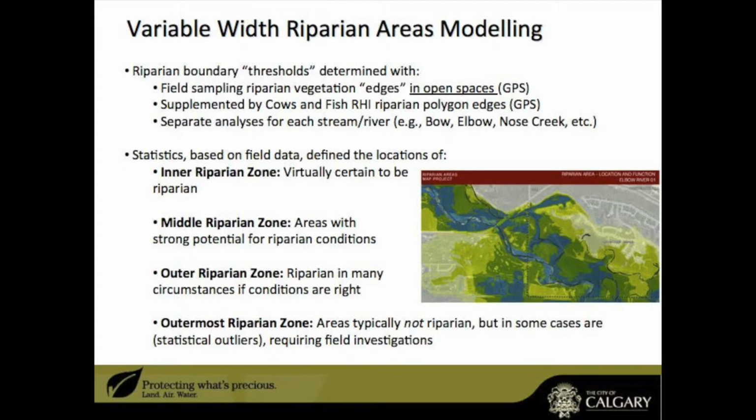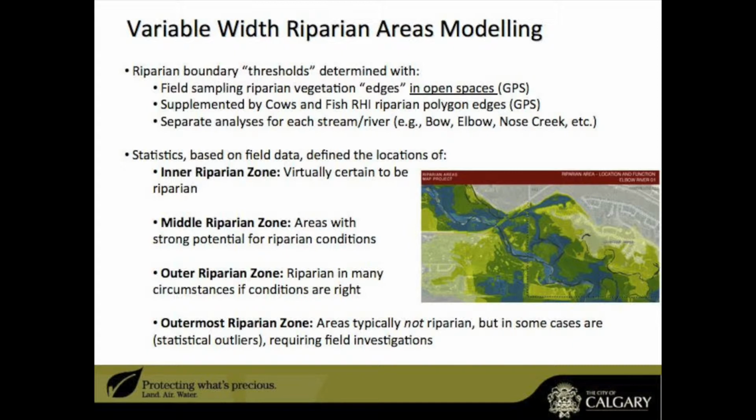When you're doing floodplain analysis, you're using the flood frequency analysis. In this case, as we're mapping riparian edges, we use field data to basically calibrate where those riparian edges are. So we had field sampling of where the riparian vegetation edges are in the field, in open spaces, so not in developed areas where there's a road or something else which has erased the signature that was there before, taking GPS points of those riparian vegetation edges in the field.